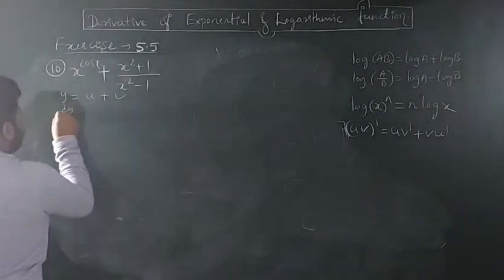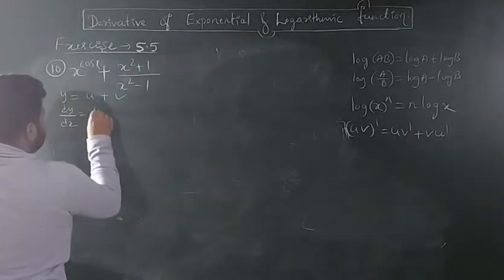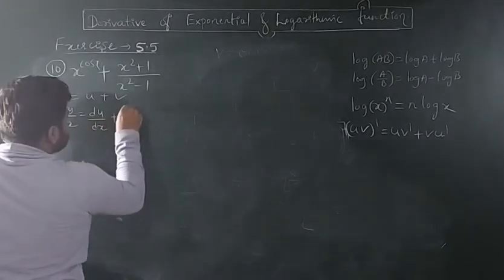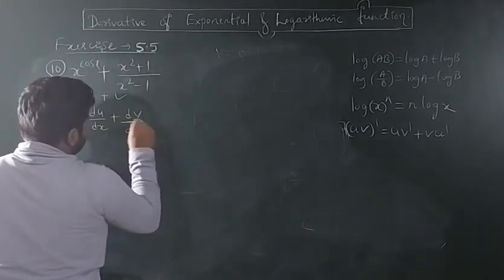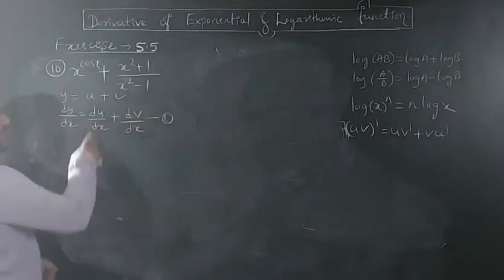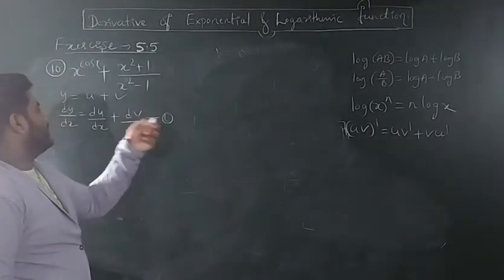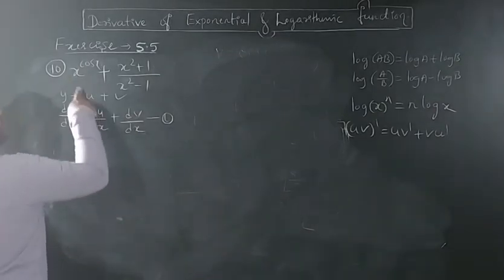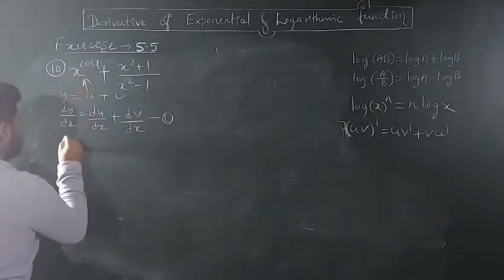So dy by dx equal to du by dx plus dv by dx. Again we take this as equation number 1. Calculate du by dx, calculate dv by dx and substitute in equation number 1. So what is u? U is nothing but your x raised to cos x. Take that one.